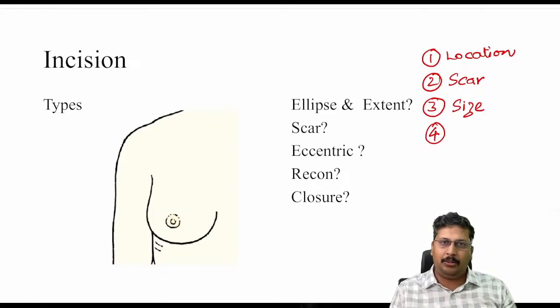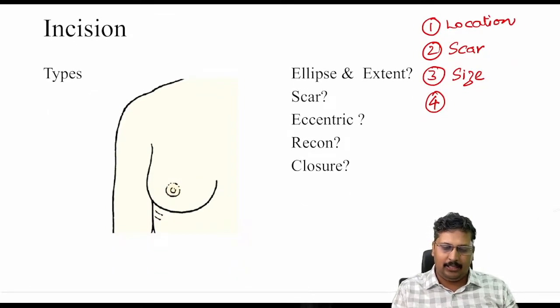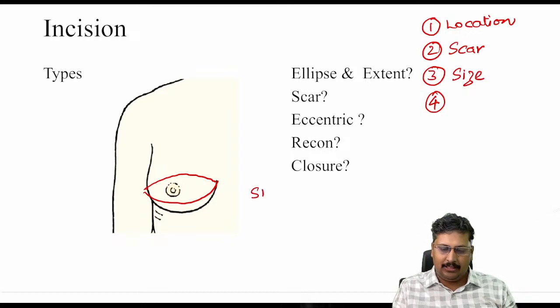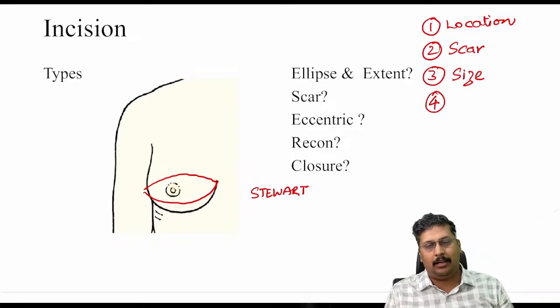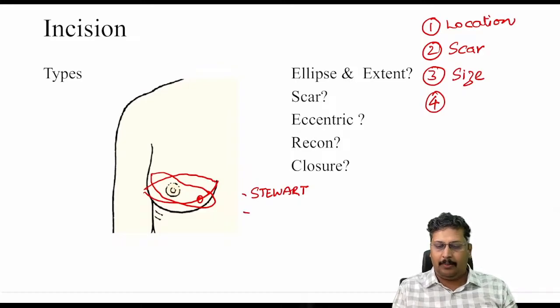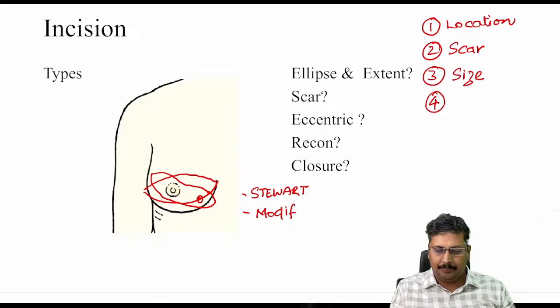So what are the commonly used incisions that we see? The commonly used incision is the Stewart incision, which is a horizontally elliptical incision. This is a very commonly used incision. But if the lesion is not in the horizontal ellipse, we may modify the incision to include the lesion. So a little bit oblique modification of this incision is known as the modified Stewart incision.